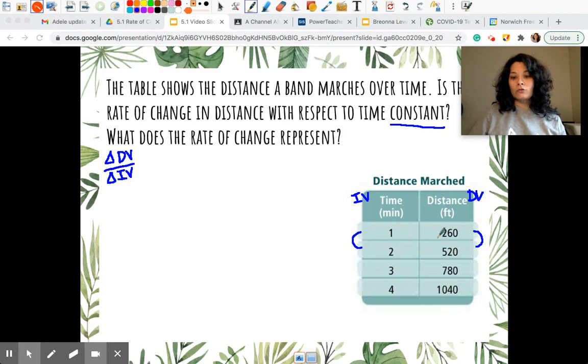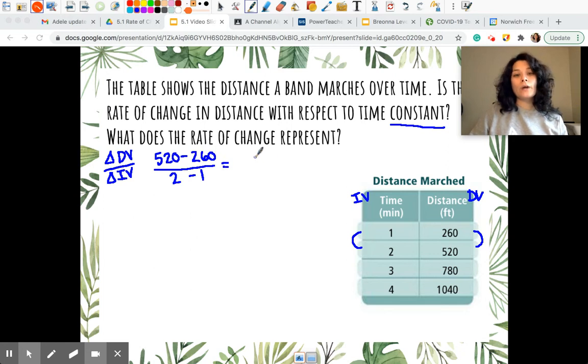I can subtract these two distances, and it doesn't matter which distance I start with, if I do 260 minus 520 versus 520 minus 260. It doesn't matter which order I do it, so long as I'm consistent with how I then subtract the time. I'm just going to start with the bigger number because that's my preference, so I get a nice positive. So I'm going to do 520 minus 260. And because I've chosen to start with this second row here, I have to start with the same row in my denominator. I have to do 2 minus 1.